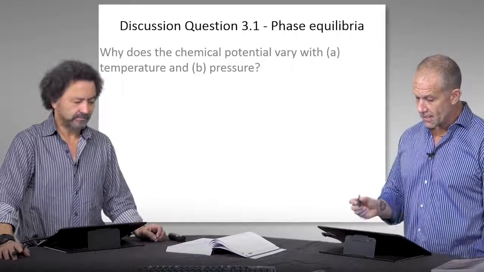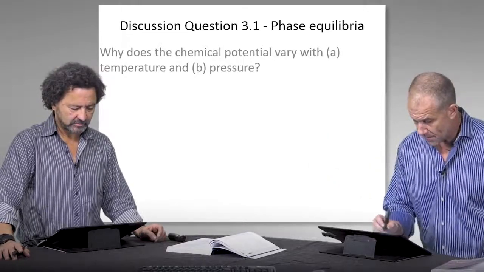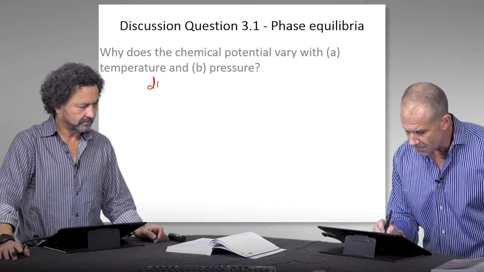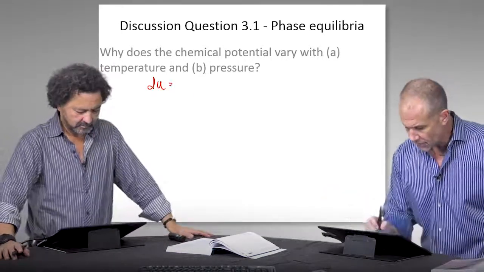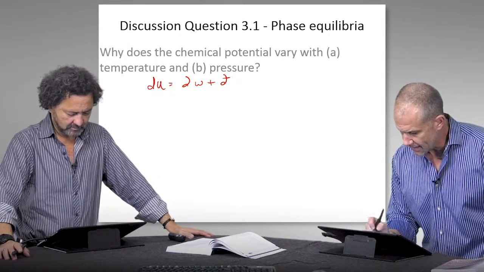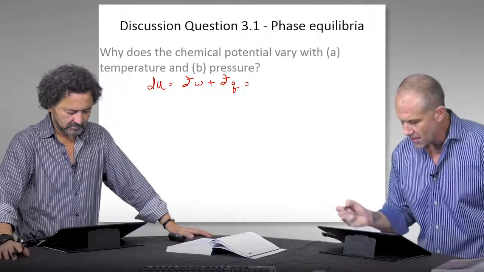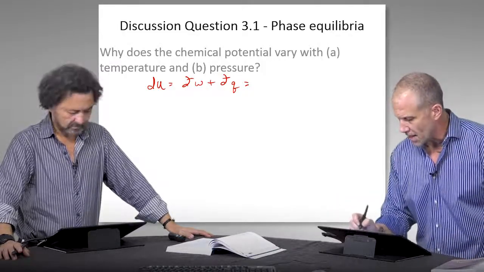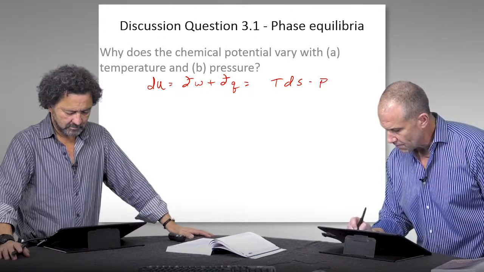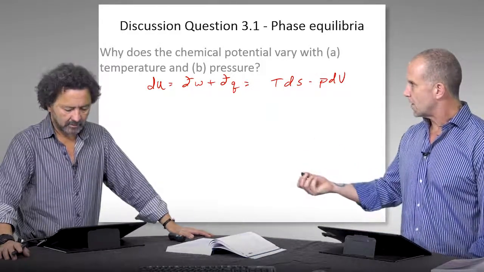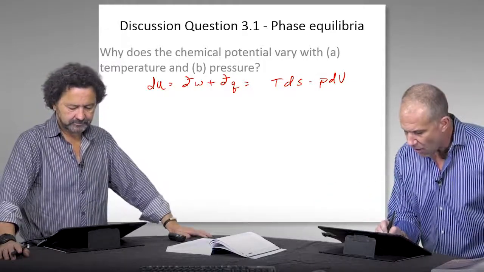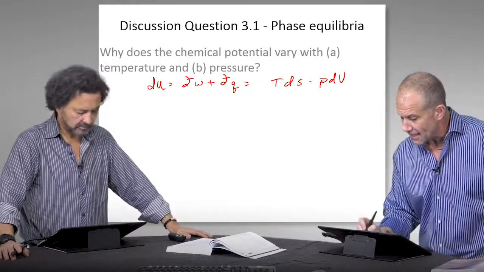What I like to say right here, if you don't mind, is that dU, the first law, is work and heat. I usually just start by writing the combined first and second law, which is TdS minus PdV, if it's just expansion work.